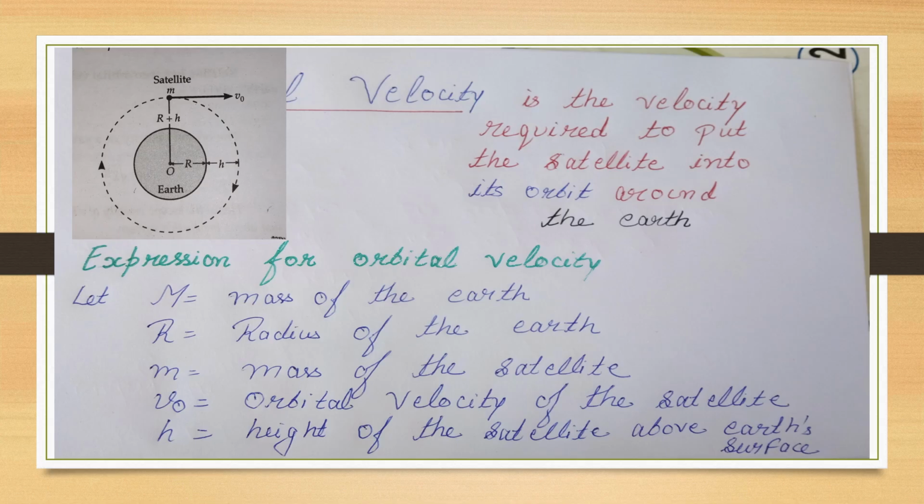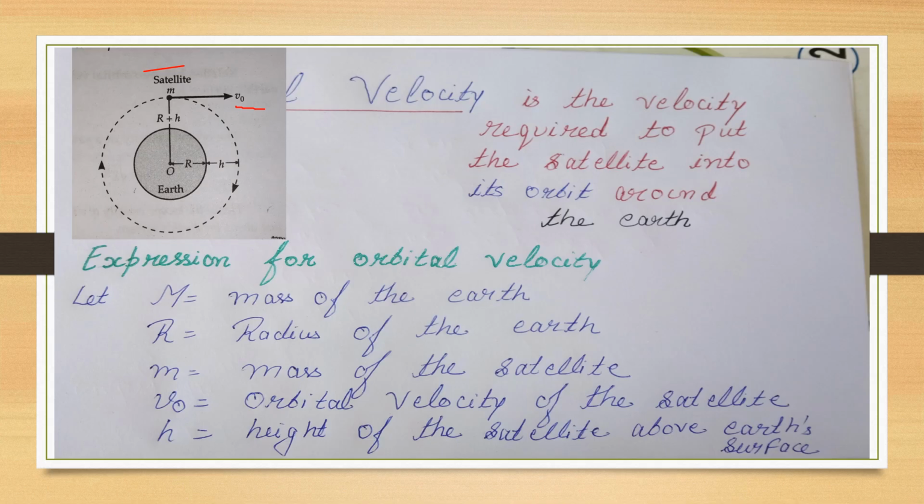So to derive the expression for orbital velocity, let capital M be the mass of the Earth, capital R be the radius of the Earth, small m the mass of the satellite, V0 the orbital velocity of the satellite with which the satellite is put into its orbit around the Earth, and h the height of the satellite above Earth's surface.